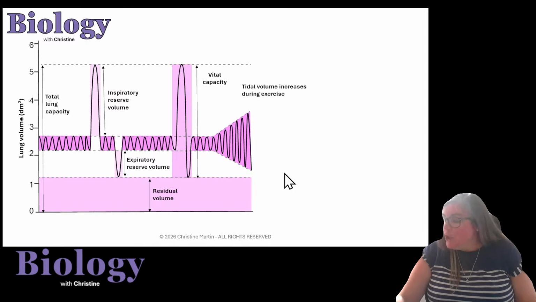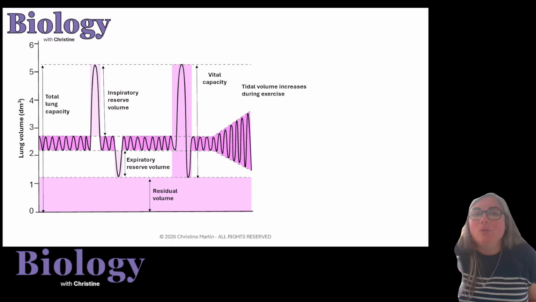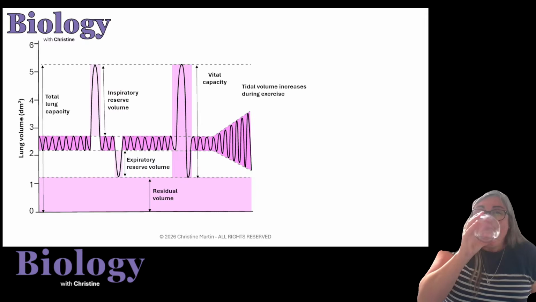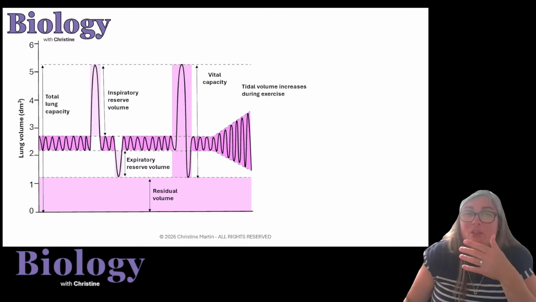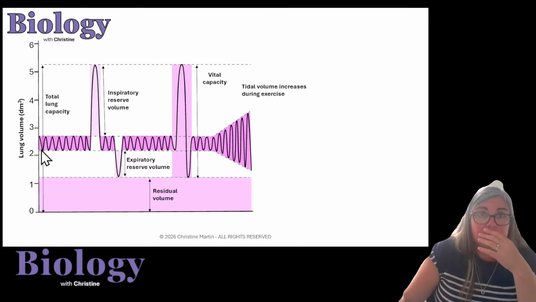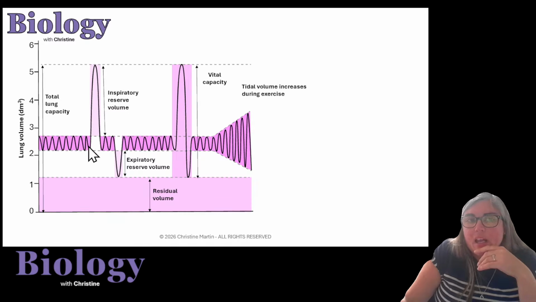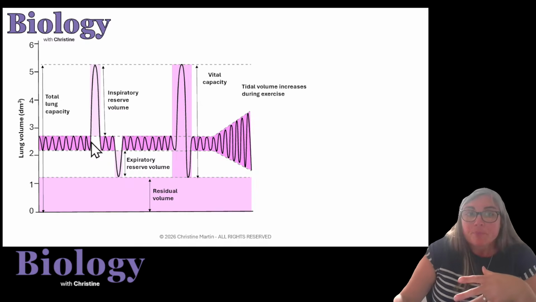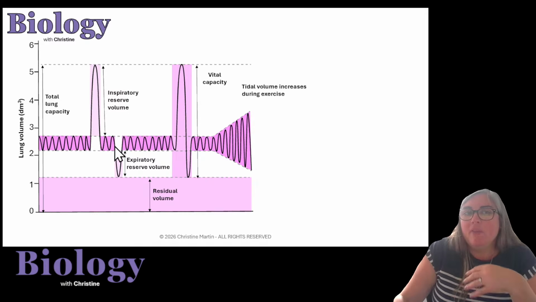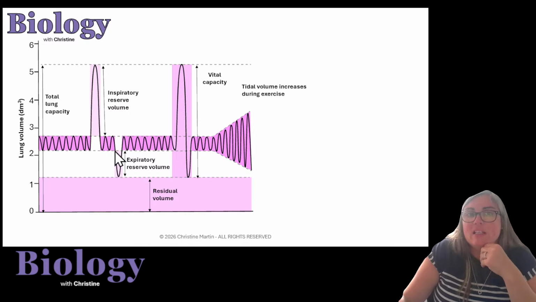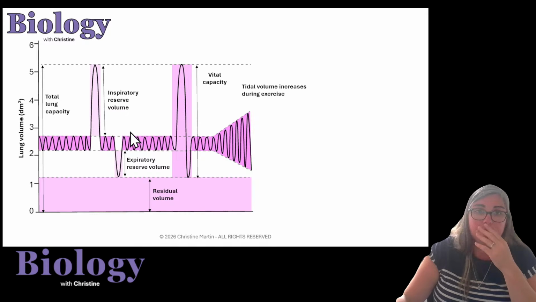So you should know about how to read a spirograph, a trace reading even from a spirometer. You should know your tidal volume, which is this up and down, which is your normal breathing. If I take a deep breath in, that's going to go up, and then I can go back to normal breathing. If I really try and force the air out, that is my expiratory reserve volume.